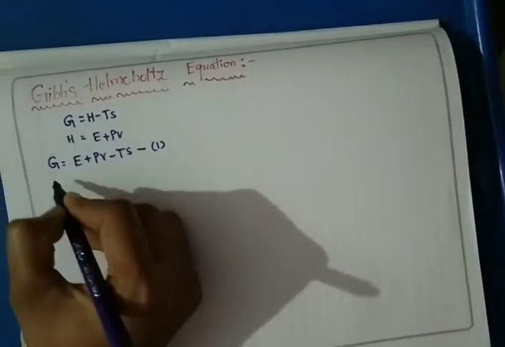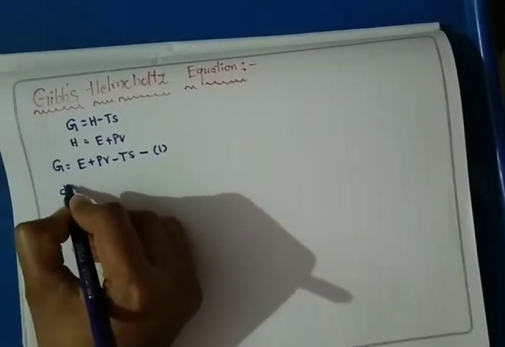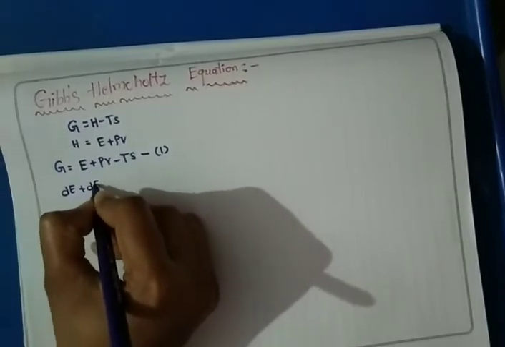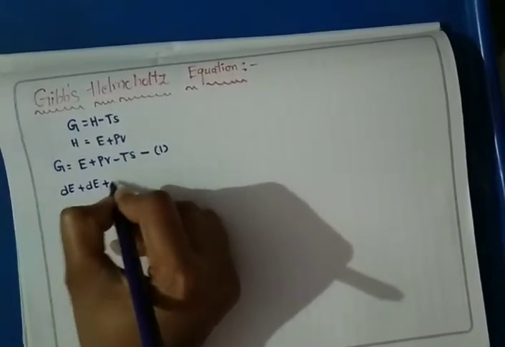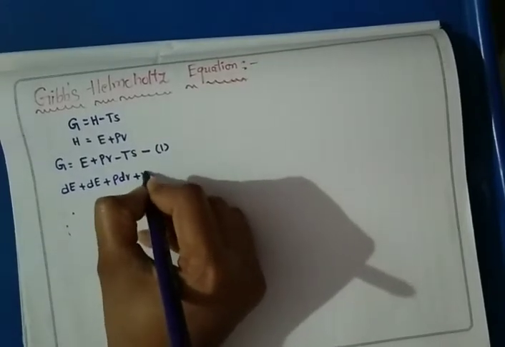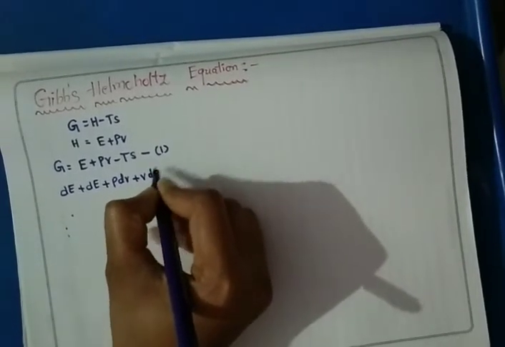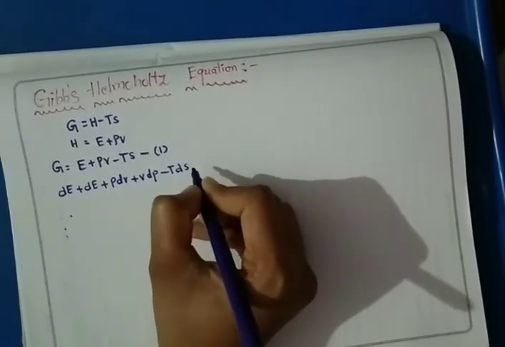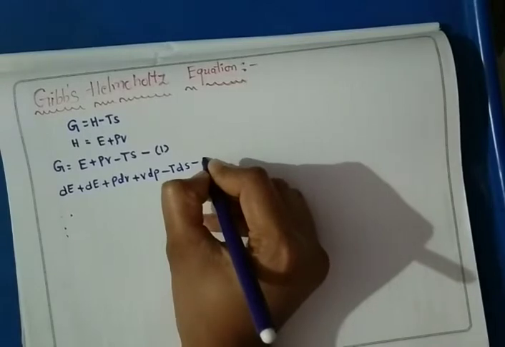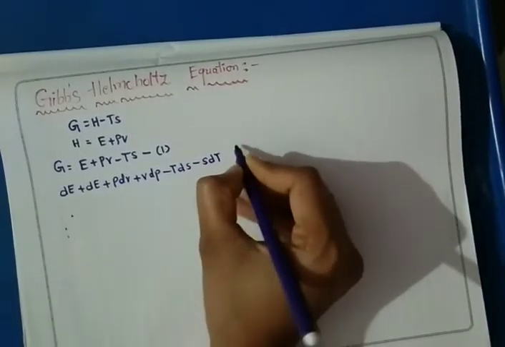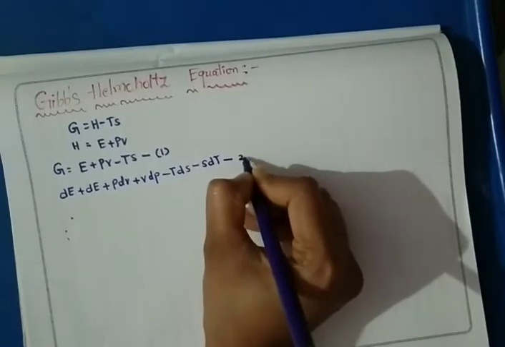So dG is equal to dE plus PdV plus VdP minus TdS minus SdT. So this is equation number 2.